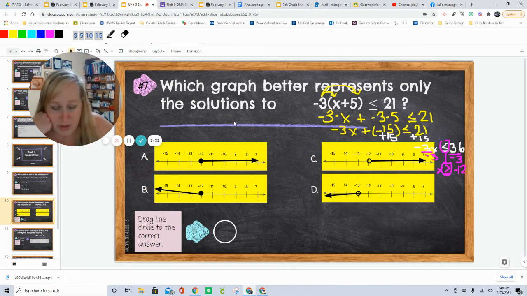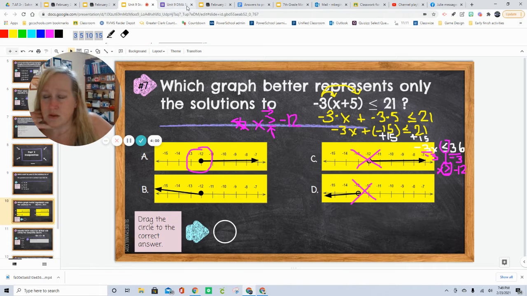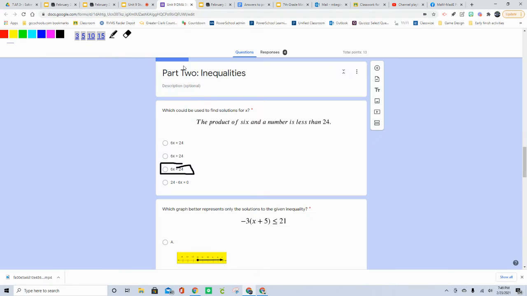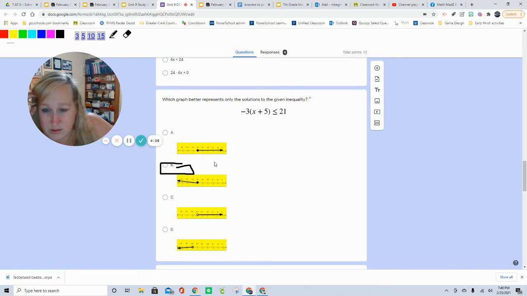So final answer, we're trying to match the graph that goes with x greater than or equal to -12. So I can eliminate, this has the sign underneath it, so I can eliminate this one, I can eliminate this one. Now I just have to decide which one it is. Well, my variable is on the correct side, so my arrow then has to go this way. So my answer is A. On your study guide, you will press A. Okay, moving to the next problem.